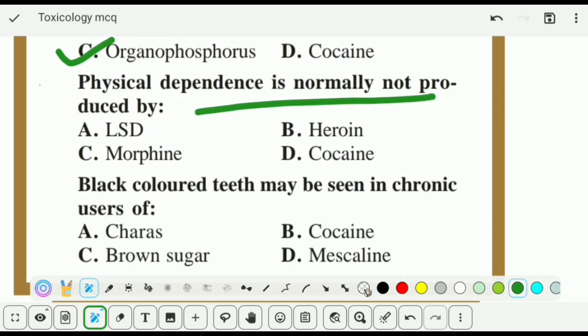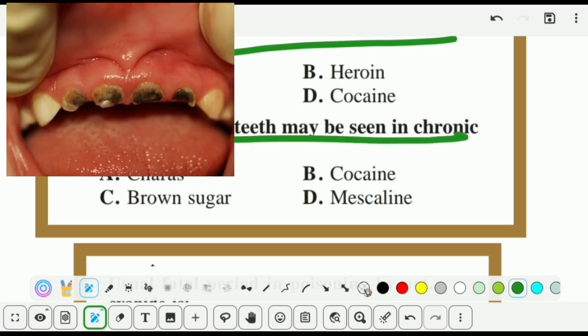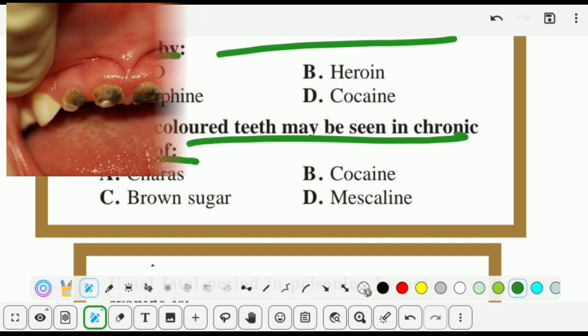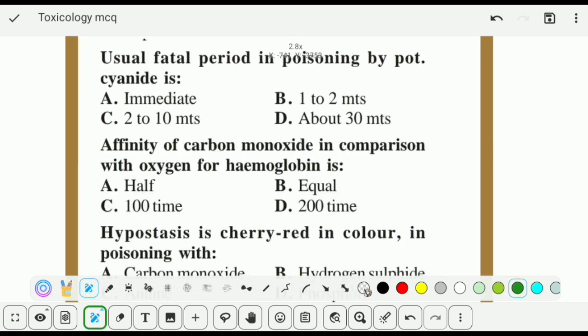Physical dependency is normally produced in the case of drugs that people consume for medication purposes or otherwise, often making that person an addict. But in the case of LSD, lysergic acid diethylamide, no dependency would be observed. Then, black colored teeth may be seen in chronic use of. Blackening of teeth is the most common indication that a person may be addicted to cocaine. And option B is going to be your correct answer.